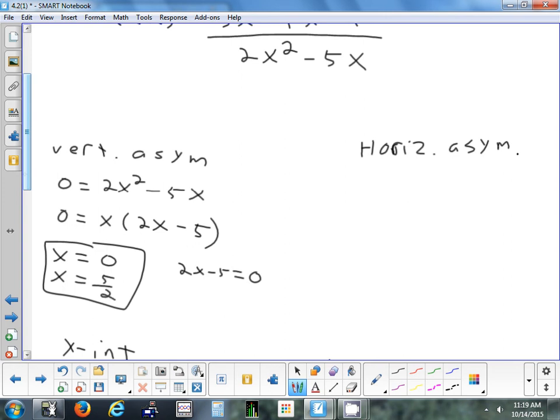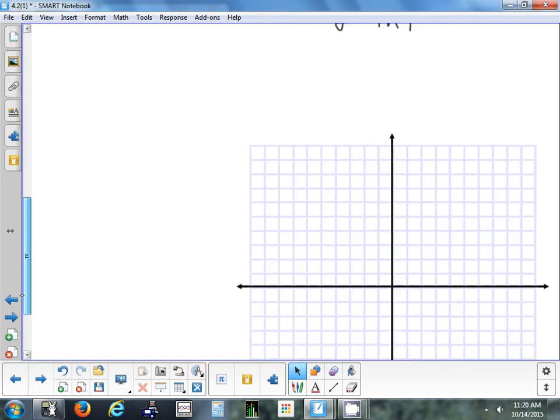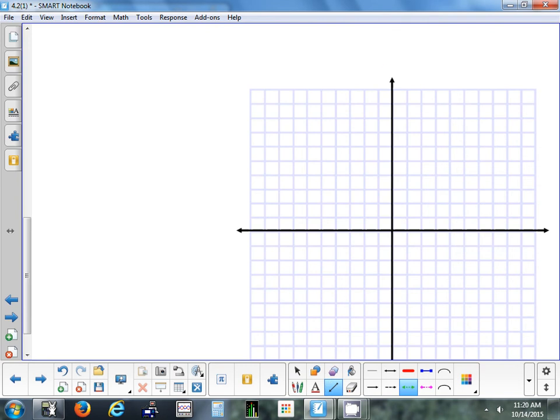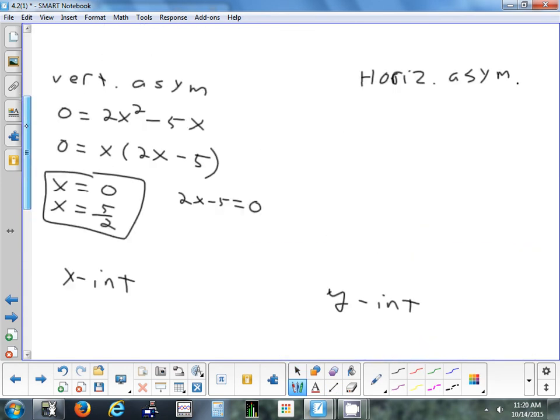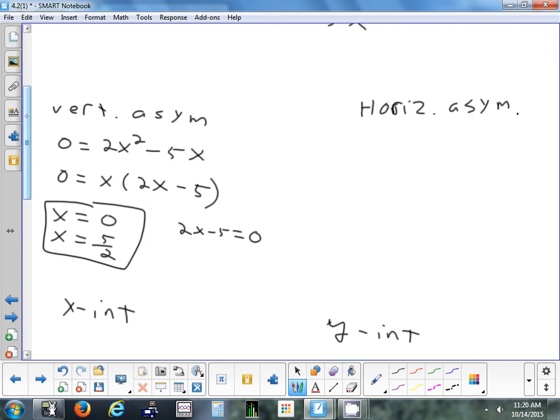For graphing purposes, we might want to use 2.5 just so we know where to put it, but that's perfect. So let's put those in right now. 0, 2.5. So there's 0 and 2.5. Okay, let's do our horizontal asymptote. Devin, what do I need to do the horizontal asymptote? I find the what?